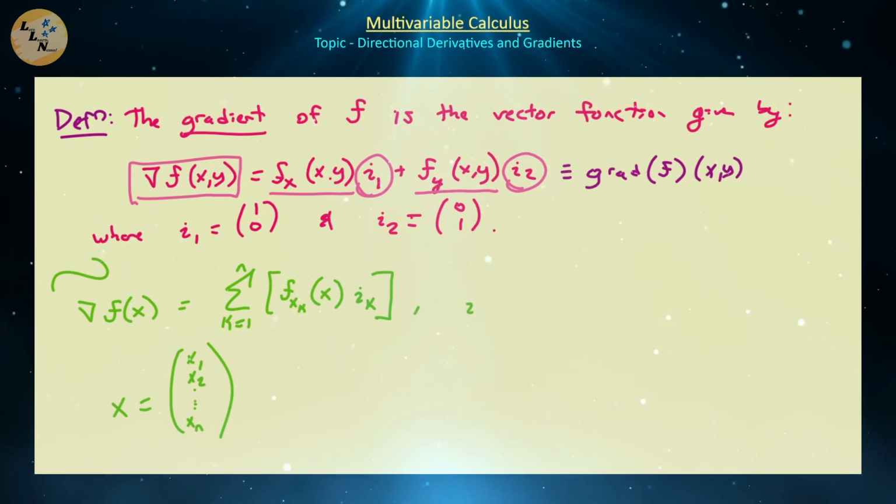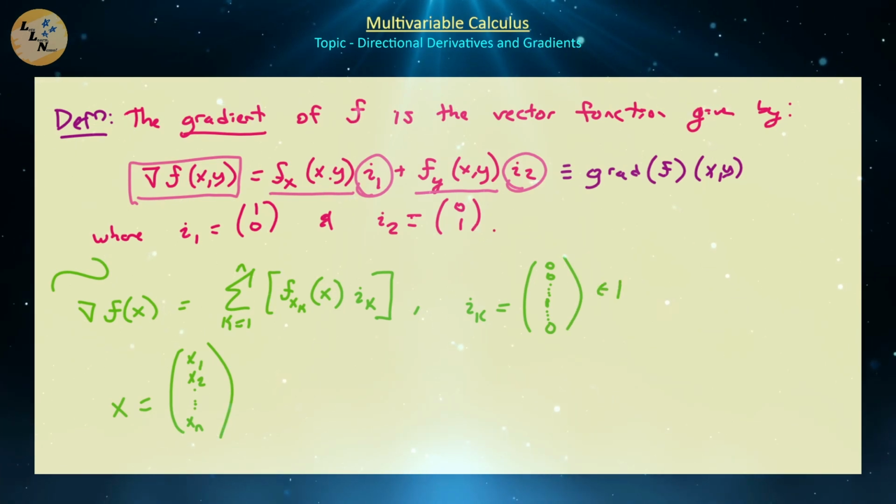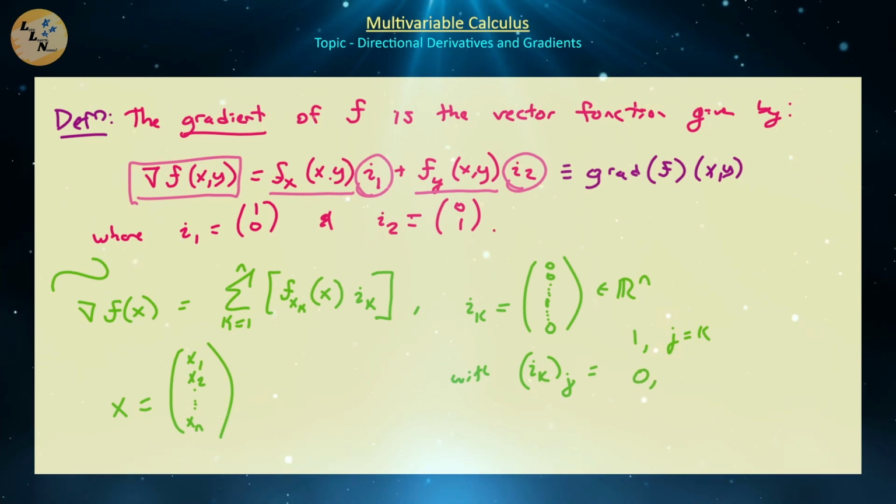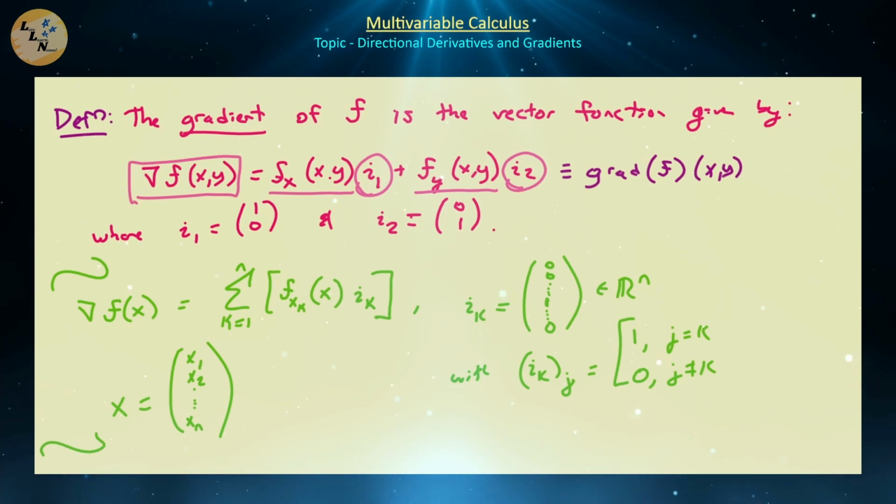And here we can write, for example, ik to be equal to a bunch of zeros with only a 1 there. And this, of course, belongs to Rn, with the jth component of this unit vector being equal to 1 if j is equal to k, and 0 if j is not equal to k. Now, of course, if you're not interested in playing in high dimensional space, for example, in R3, R4, or R10, you can pretty much ignore everything in this green box, and we can just focus on the magenta values here for the 2-dimensional gradient vector.